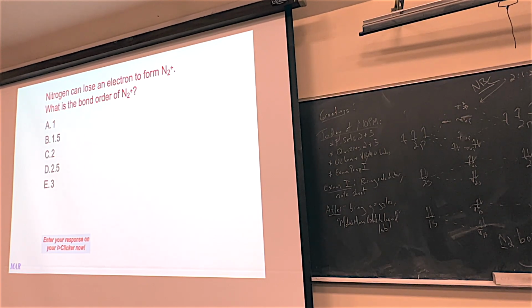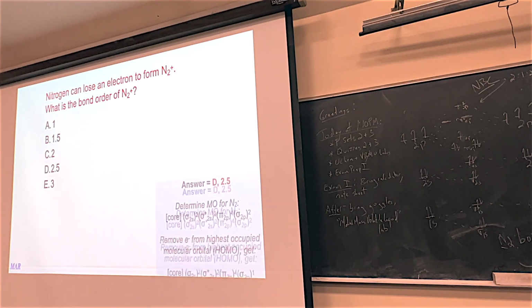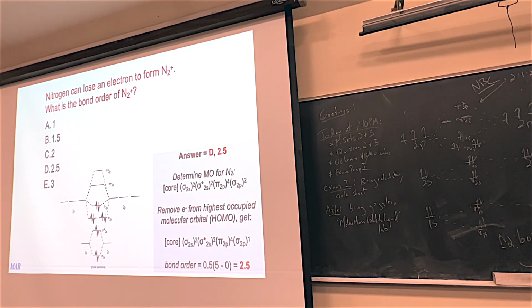Now, down here, the bond order for N2 was 1/2 of 10 minus 4, but we took away a bonding electron. So 1/2 of 9 minus 4, 1/2 of 5, you have 2.5 or 5/2. So that's how you can very quickly find the bond order, which is really cool.